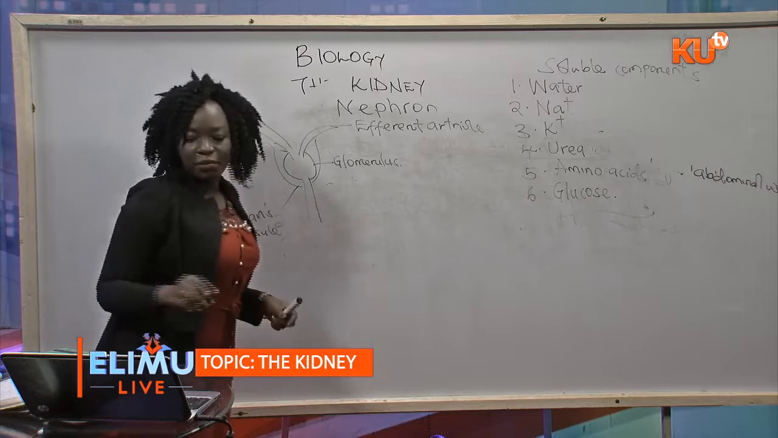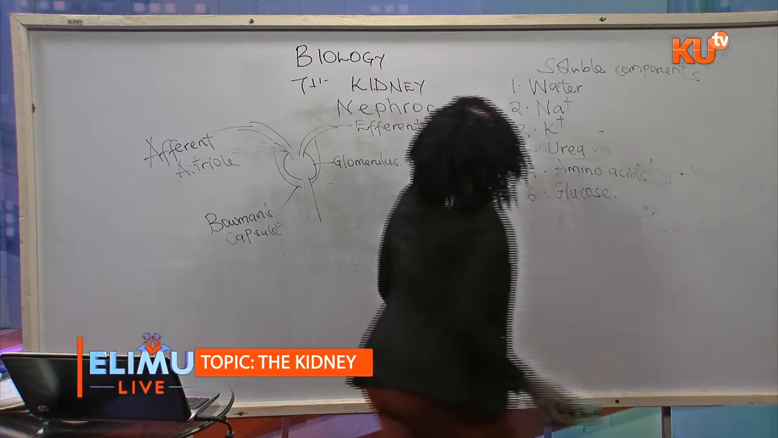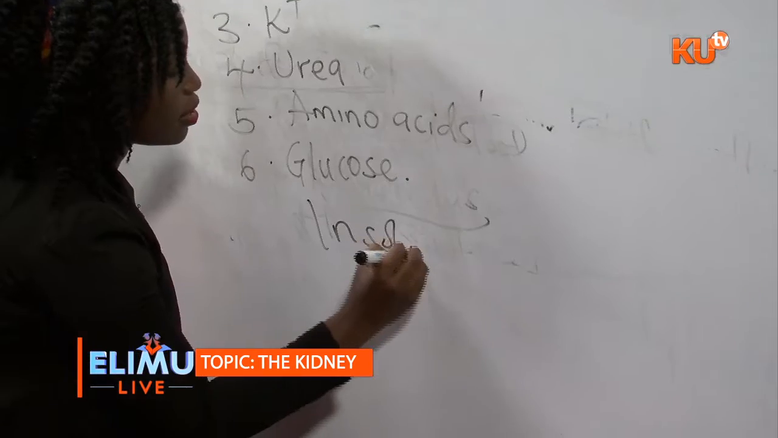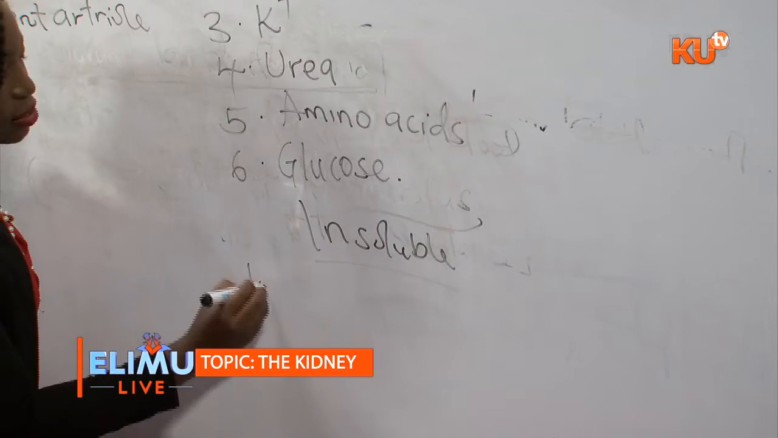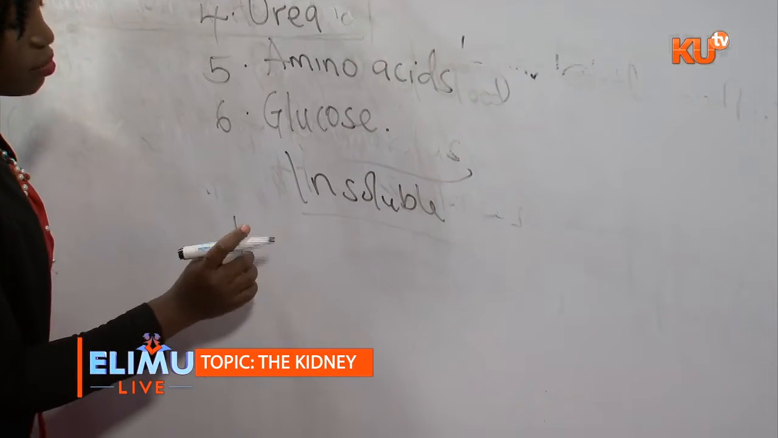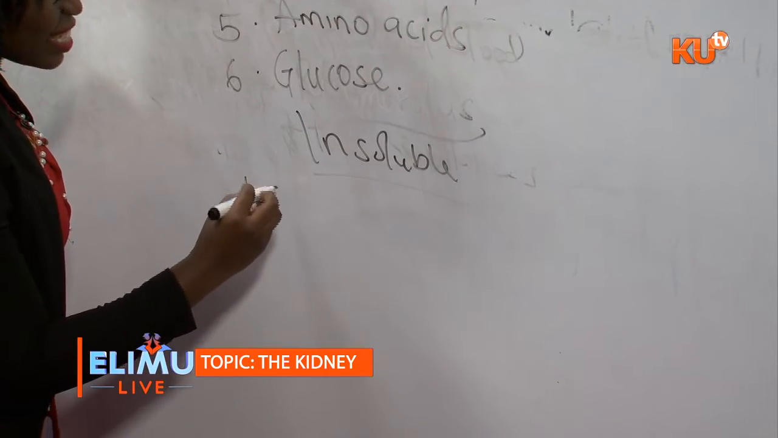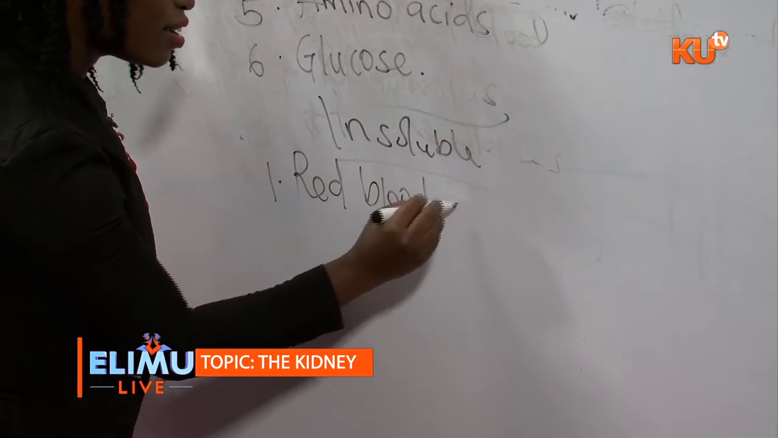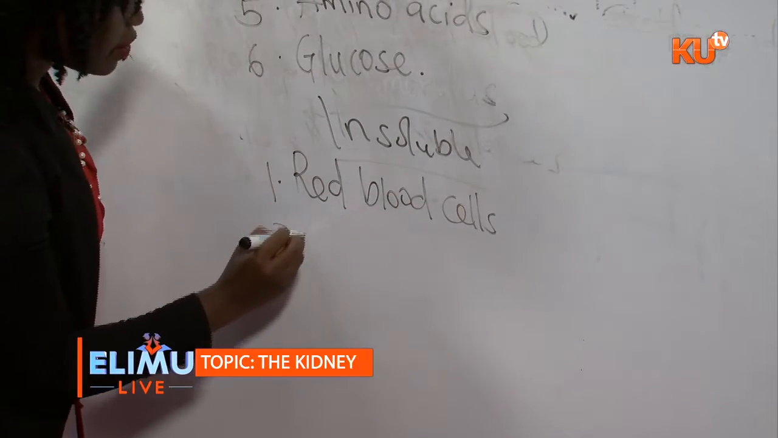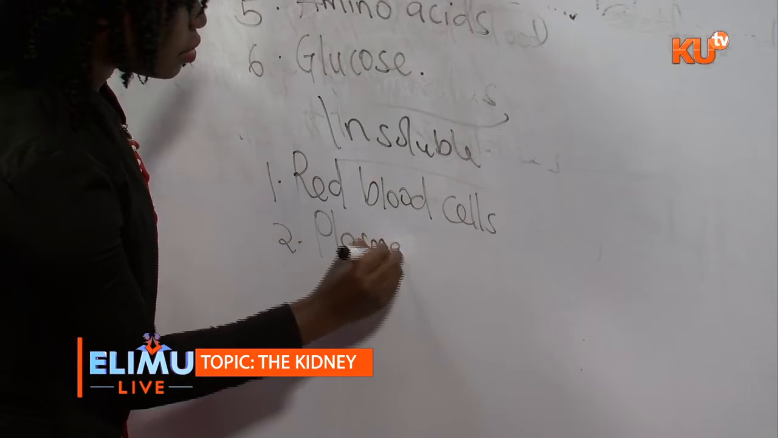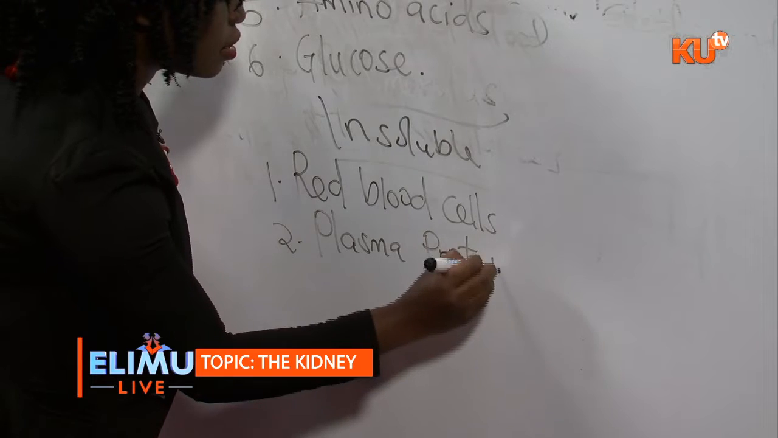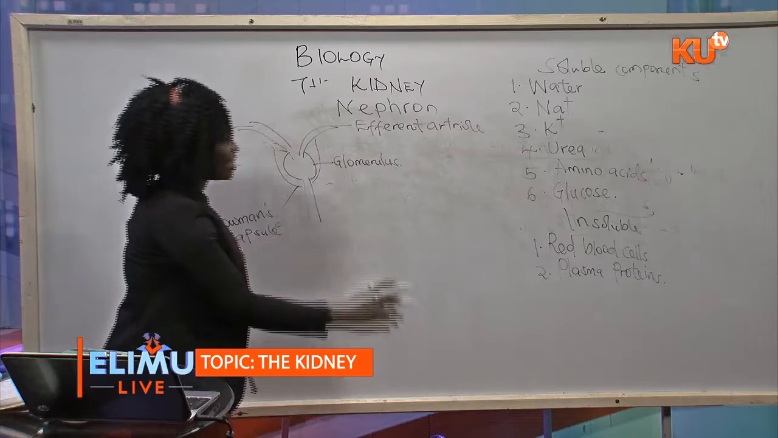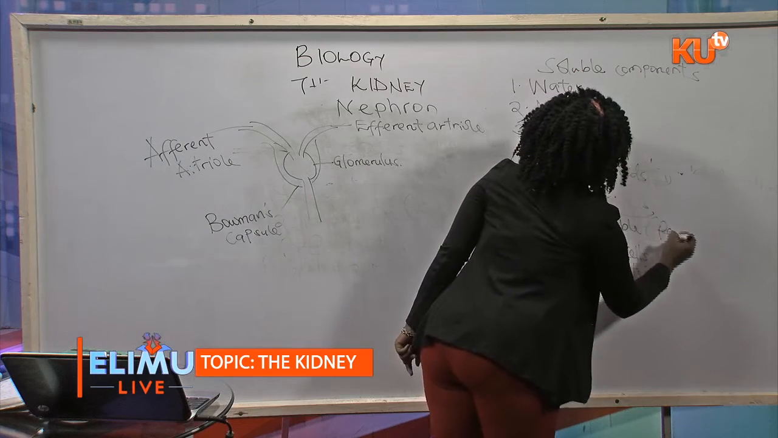But there are also insoluble components of the blood that remain at the glomerulus. The insoluble ones are just 2. Number 1 is the red blood cells. And number 2, we have the plasma proteins. These ones cannot pass through the glomerulus and they remain as the residues. Insoluble ones, you can also call them the residues.